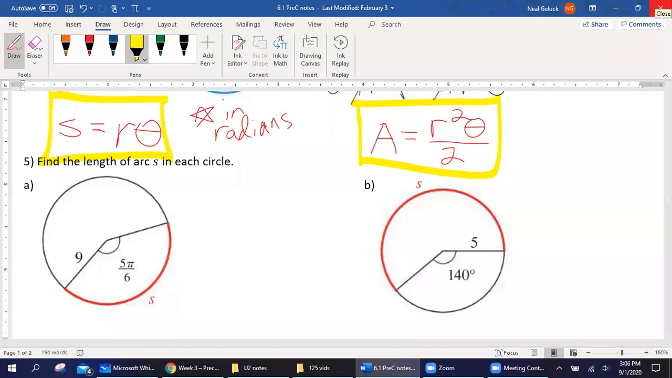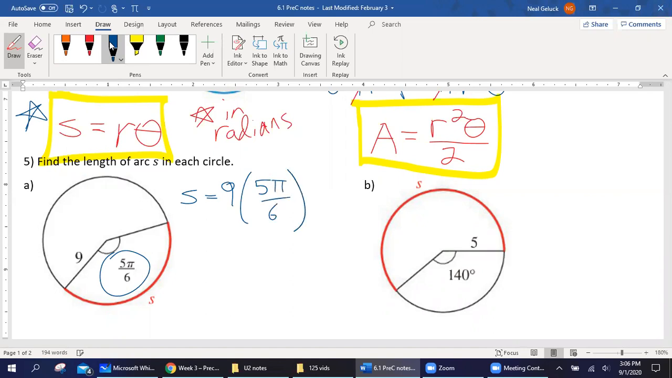Okay, we're now going to use these formulas. On 5a and b, these are both arc length ones, so we're using the first formula. It's a very fast formula. It's just the radius, which would be 9, times the angle in radians, which it is in radians on this, 5 pi over 6.